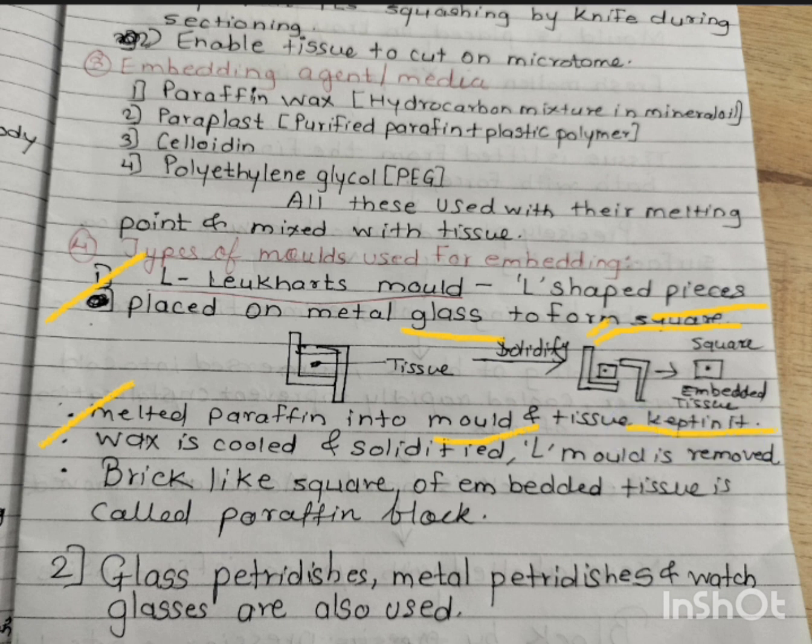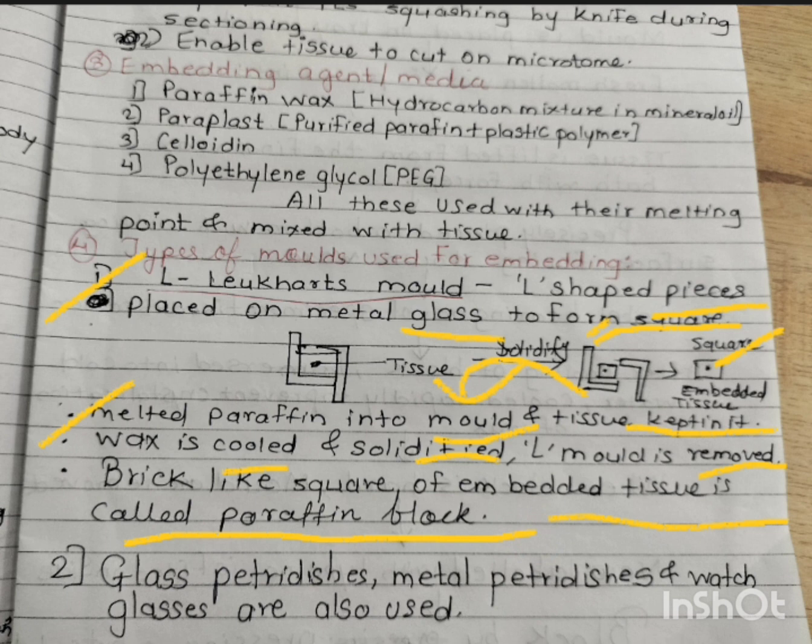So first we have to remember, first we have to place the tissue. After that we have to add the molten paraffin. Wax is cooled and solidified and the L molds are removed. A brick-like square of embedded tissue is called the paraffin block, which is ready for microtomy. So this is used, that is the Leuckart mold.